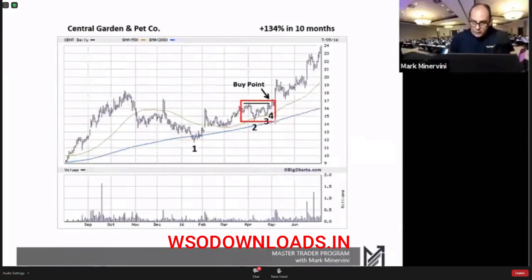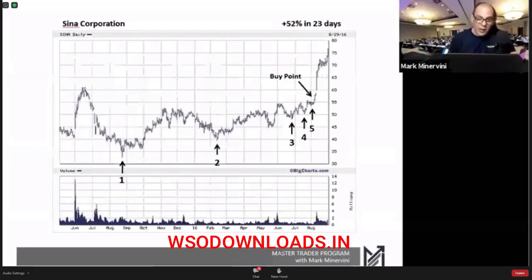Right, there's the little pattern right there. There's your little cup with handle within there. Now that's what we call fractals, patterns within patterns, and that strengthens the setup. Again, as we're moving along here, I'm going to tell you why that strengthens the setup in just a second. So let's just take a look and show you some examples.